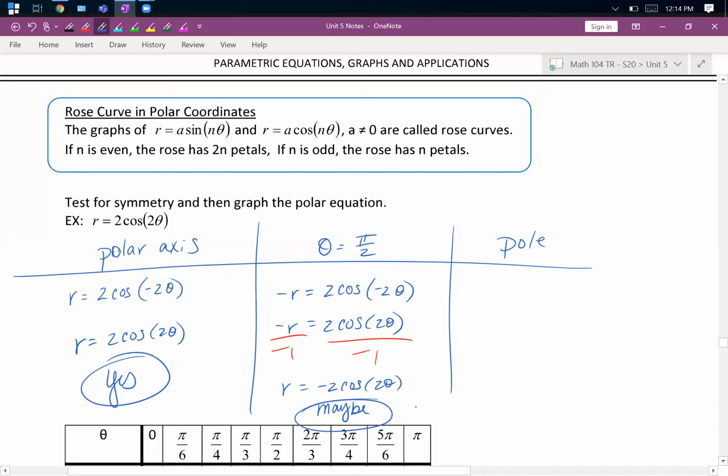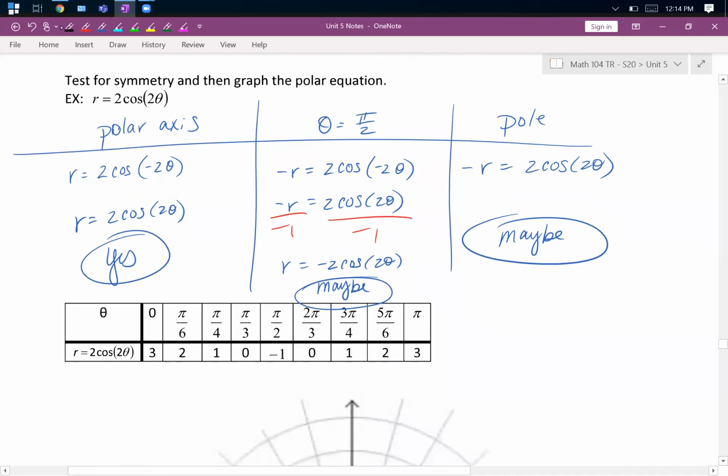And lastly, symmetry with respect to the pole. We're replacing just r with -r. And this does not turn back into the original, even if I divide by -1, so we got another maybe. Only symmetry with respect to the polar axis.